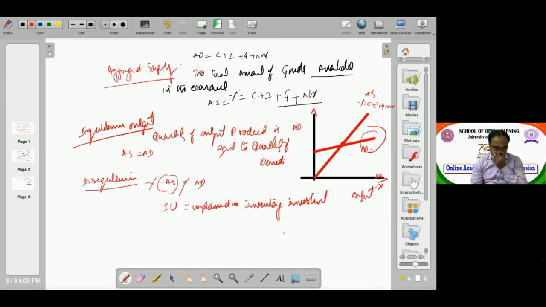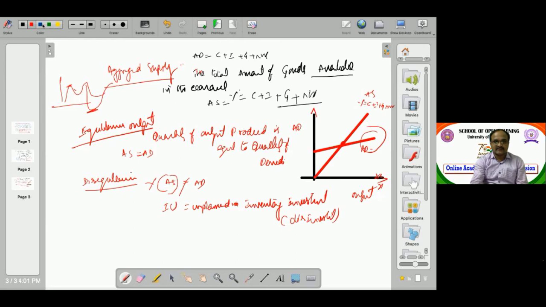This you can call disinvestment. When disinvestment takes place, disequilibrium takes place in the economy and fluctuation takes place. That you can call the business cycle. Sometimes boom, sometimes depression, sometimes the early stage. Suppose I write it here, it is like this. Sometimes boom, depression, recovery and all of this take place because of the IU. What is the IU? The unplanned inventory investment.